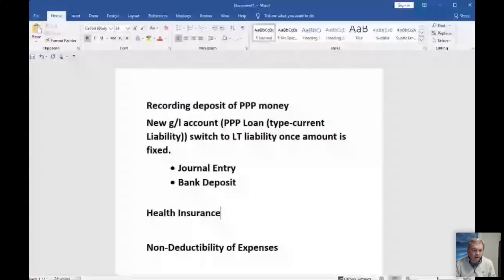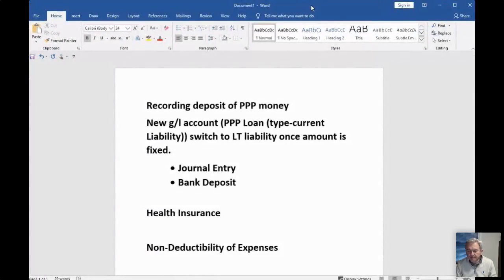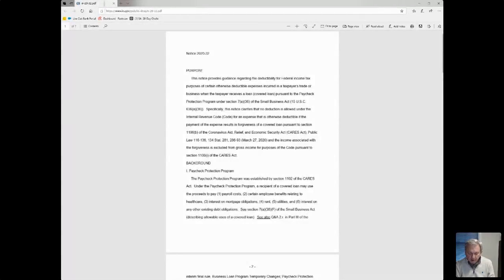So with that out of the way, one of the biggest things that has come up, like I said at the beginning, just in the last 20 hours or so, I got notified by another colleague of mine that the IRS has released specific information related to how the expenses that are paid with PPP money, forgiven PPP money, are going to be treated. And this is Notice 2020-32. And it goes back to what I alluded to last week.